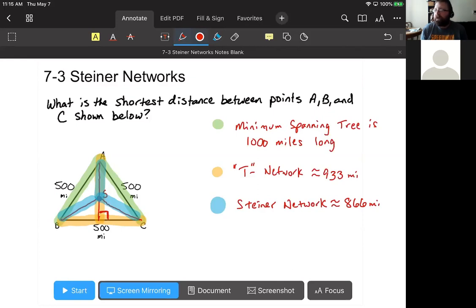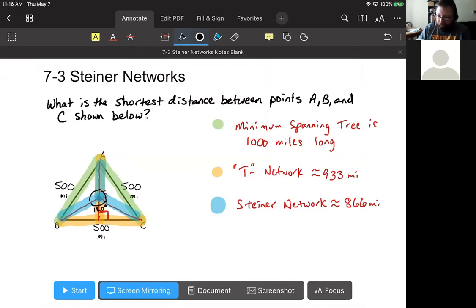866 miles. Now, where is that coming from? Well, it has to do with Pythagorean theorem. And there's quite a bit of math involved, and there's a law of cosines. But essentially what it boils down to here is that all three of these angles in here around the Steiner point, each of those angles is 120 degrees. And this is all explanation. This is not something you're going to have to do on your own.